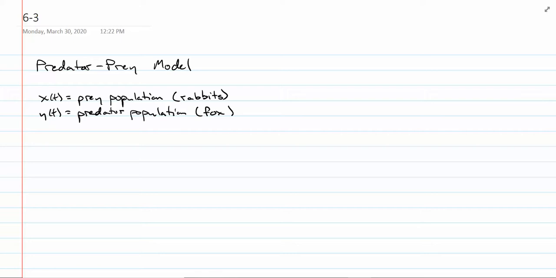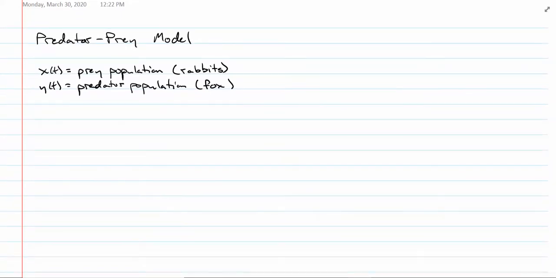So obviously there's rabbits and foxes, and their populations kind of depend on each other. So if you were to write down equations to model these things over time, they are going to have an effect on each other. So we're going to come up with a system of equations.